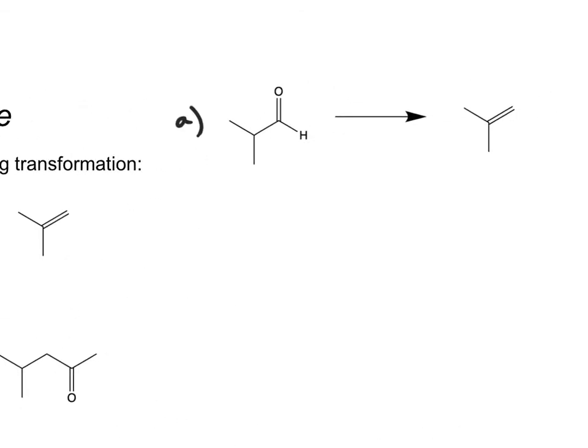Okay, so let's go ahead and start on this first one. The first thing I'm going to do for both of these is count carbons, see what's happening to the carbon chain. So when I do that, I've got 1, 2, 3, 4 carbons as a reactant, and then I've got 1, 2, 3, 4 carbons as a product. So nothing's happened to the carbon chain. So I don't have to worry about Grignard, I don't have to worry about the alkylation reaction.